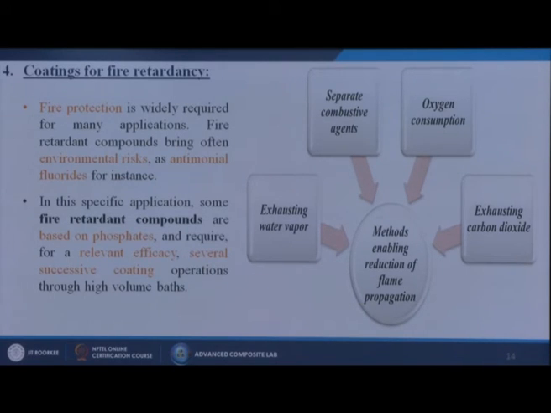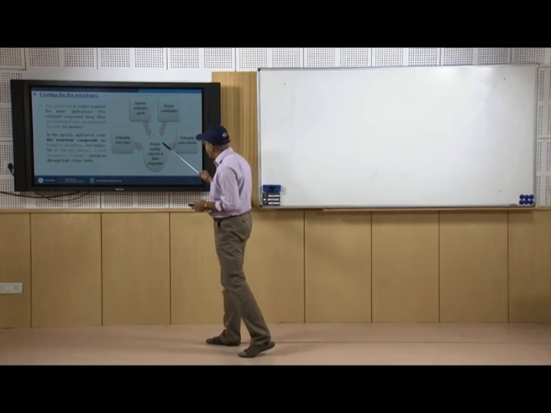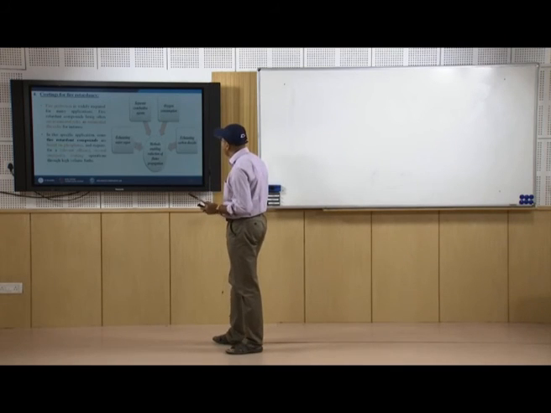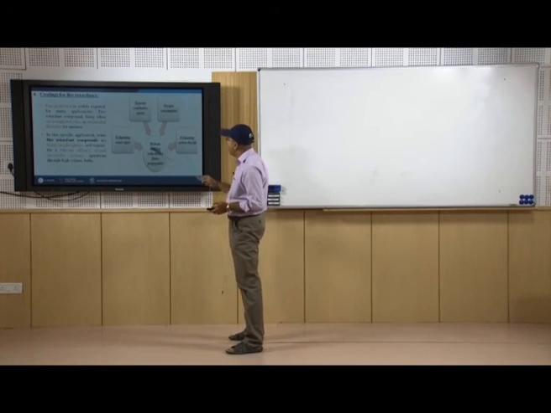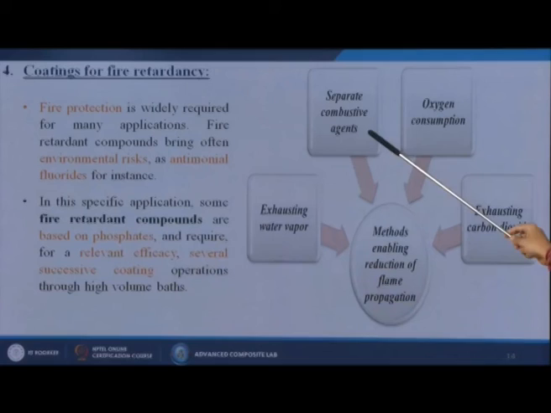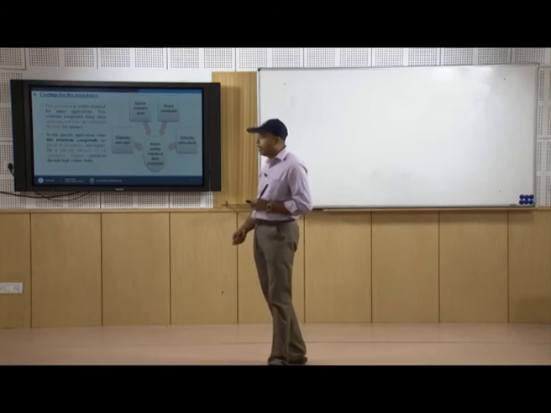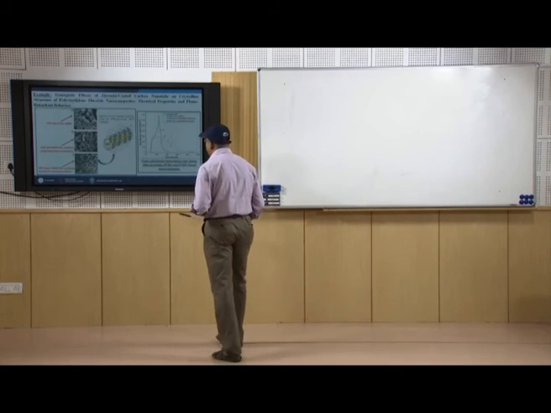Next, how are we going to do it? Methods of enabling reduction of flame propagation: exhausting water vapor, then automatically it will increase the flame retardant properties, separating combustive agents, oxygen consumption, exhausting carbon dioxide. So, these are all the techniques by which we can increase or decrease the fire retardancy of this particular material.